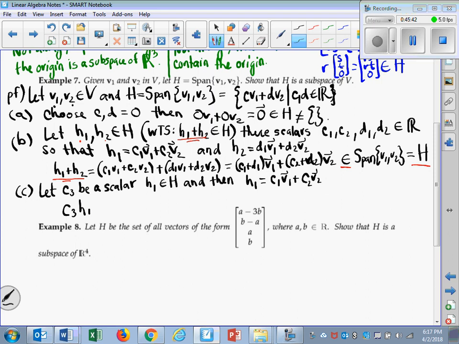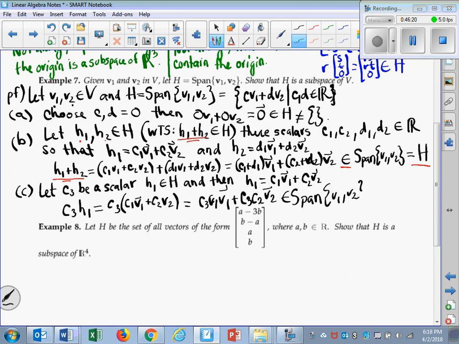So then C3 H1 is really just going to be C3 times, let's replace H1 with what we know it's equal to. That's going to be C1V1 plus C2V2. And this is just going to be C3C1 V1 plus C3 C2 V2, which is still in H. So this is still in the span of V1 and V2, which means that it's still in H.